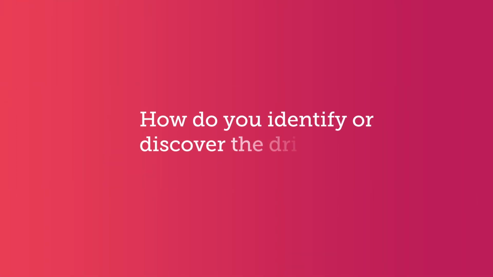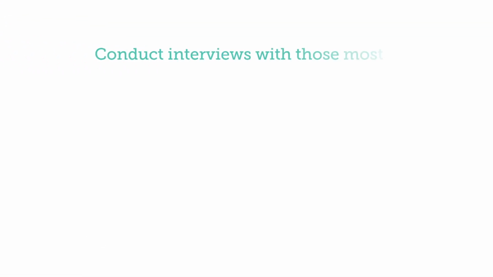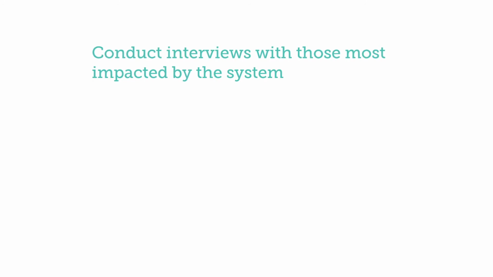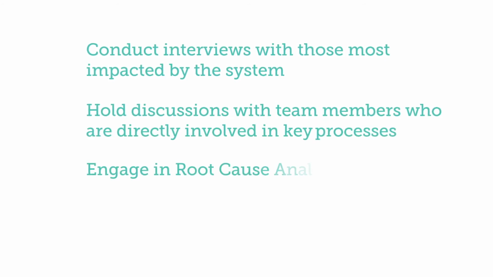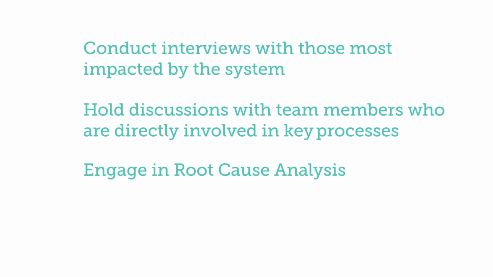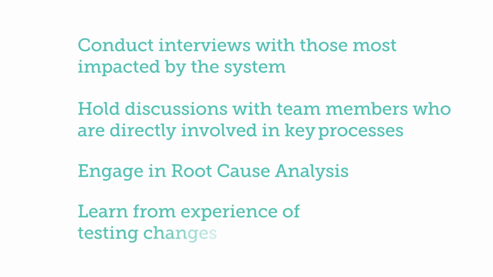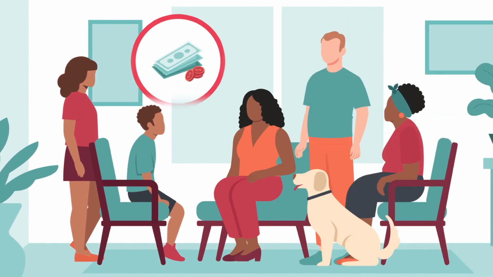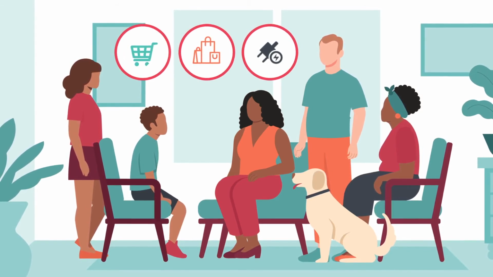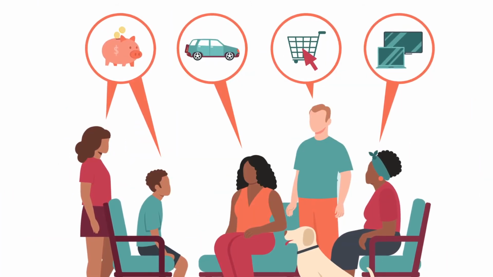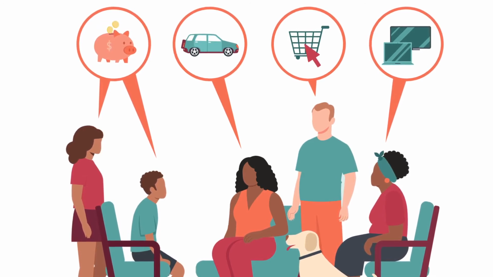How do you identify or discover the drivers? In addition to turning to evidence and research, this is a great opportunity to design with your community of stakeholders. Conduct interviews with those most impacted by the system. In our example on decreasing spending, these would be the different members of the family. Hold discussions with team members who are directly involved in key processes. Engage in root cause analysis techniques such as observation of the process, mapping, analyzing process failures, or reviewing evidence in the published literature. Continually learn from experience of testing changes. Back to our example. For the family to identify their own drivers, they check their own spending and feel affirmed that groceries, goods, and services are major sources of excessive spending. They conclude that more conscious and creative shopping habits would impact their overall spending. They also notice that commuting expenses and utility bills are significant and agree to try to bring down those parts of their budget as well.